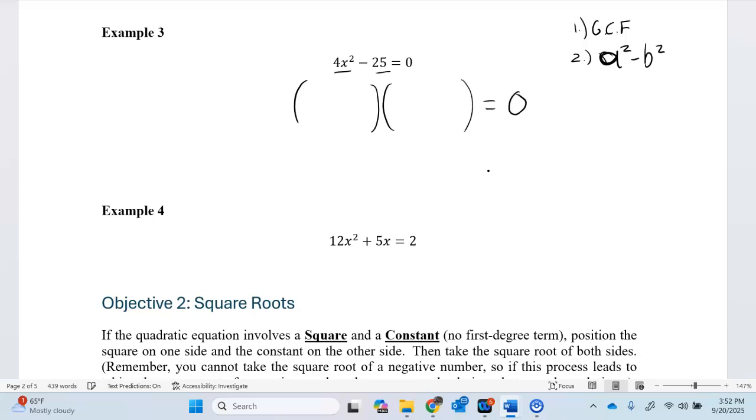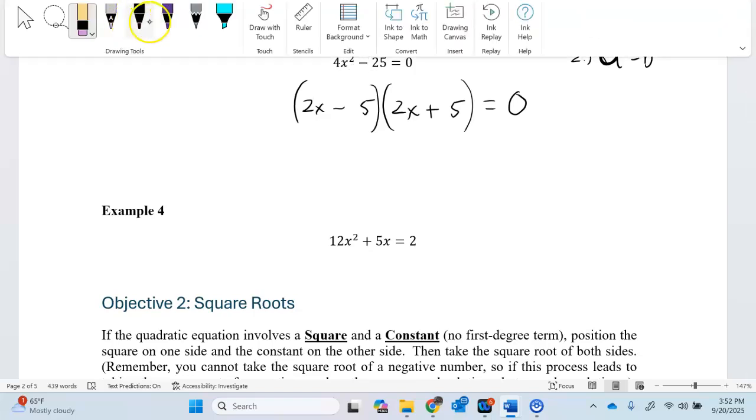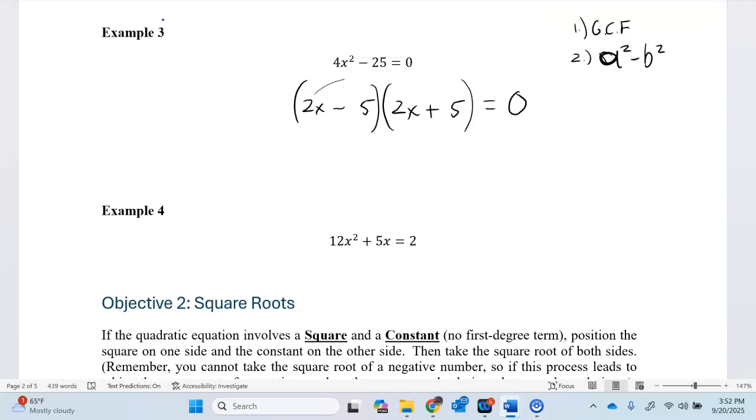here's how these ones work. You take the square root of the first guy, square root of the second guy, and then one gets a minus, one gets a plus. Why does that work? Well, you can always check your factoring by multiplying out. So this is the reason it works.